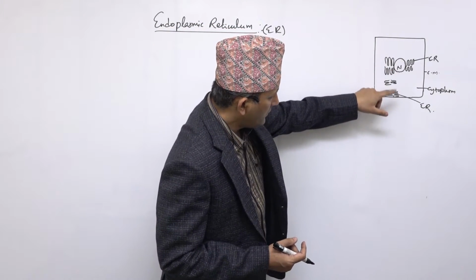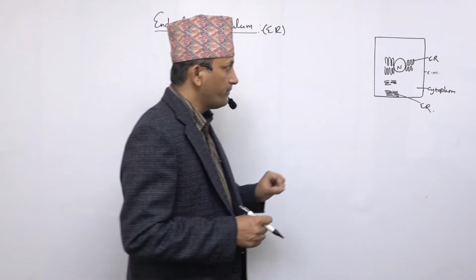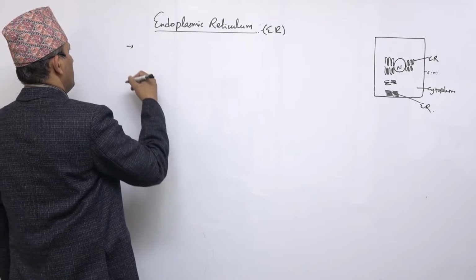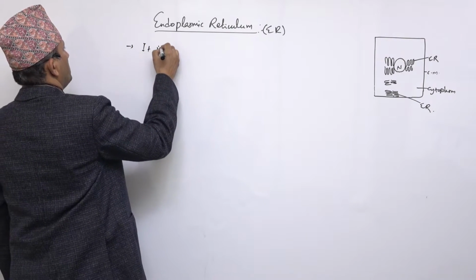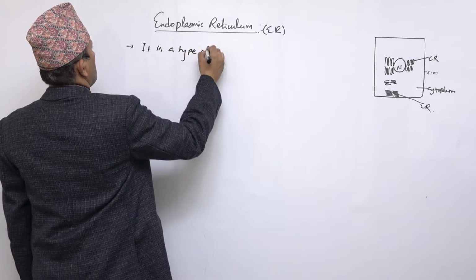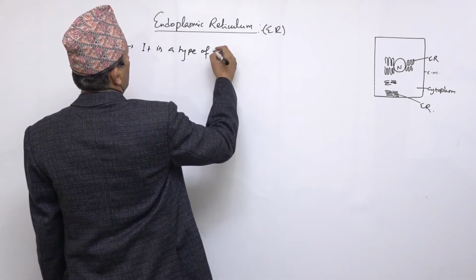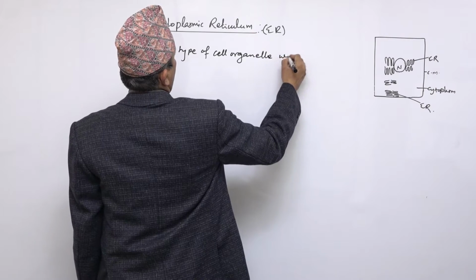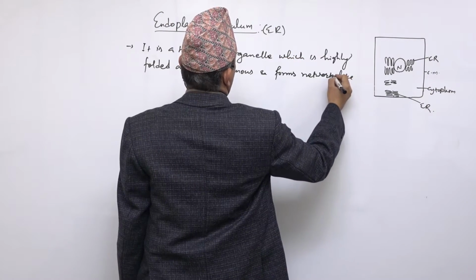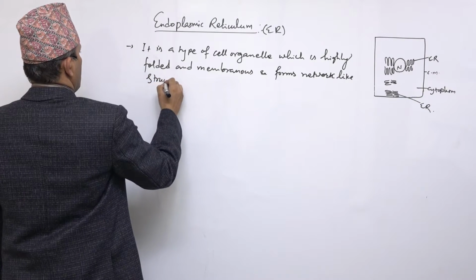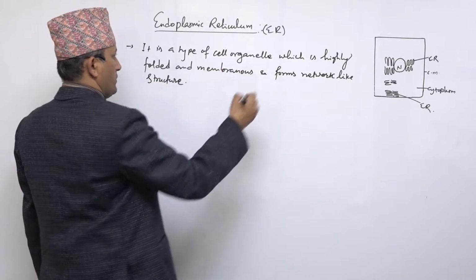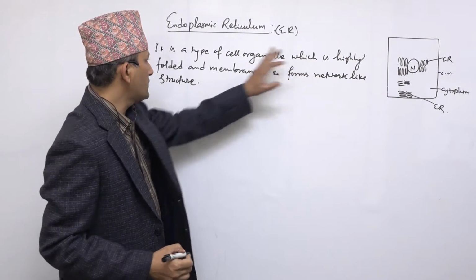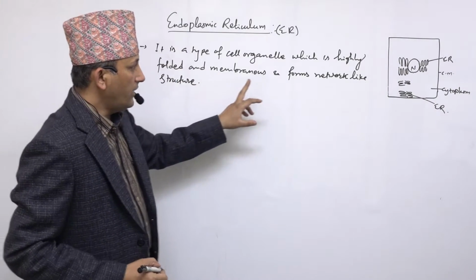It is a type of cell organelle which is highly folded and membranous and forms network like structure.